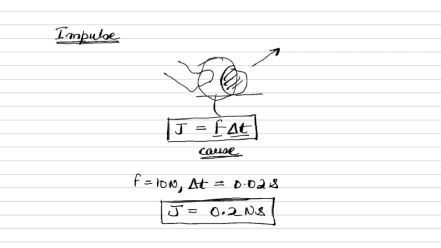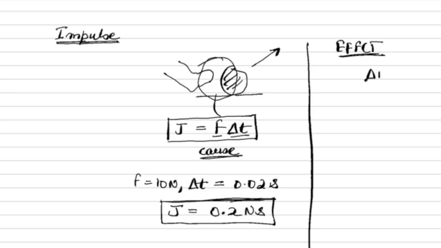So this is the first concept. We can calculate impulse as force multiplied by delta t. Now, if this is the cause, what will be the effect? If you kick it with some force for a small duration, you can calculate how much impulse you have applied, and due to that, its velocity will change, or its momentum will change. The change in momentum will be the effect.